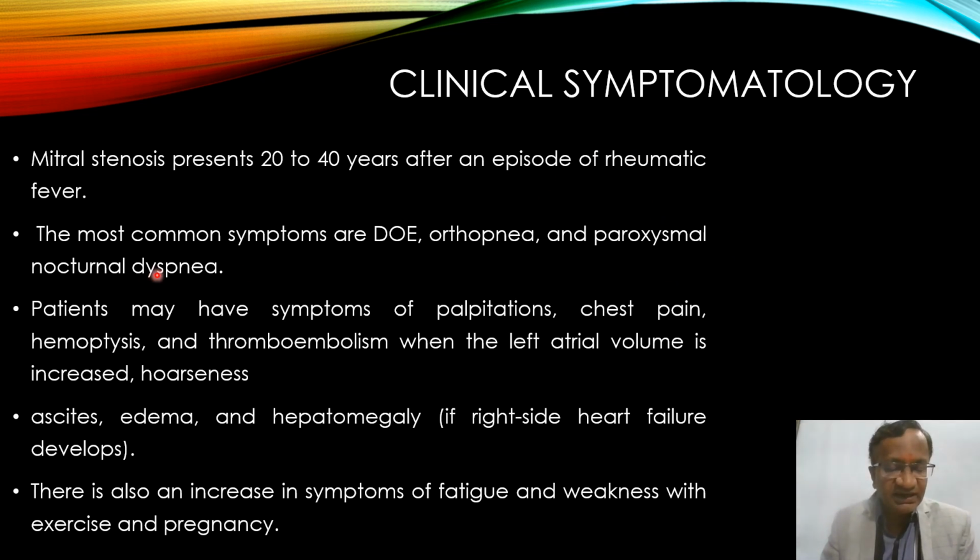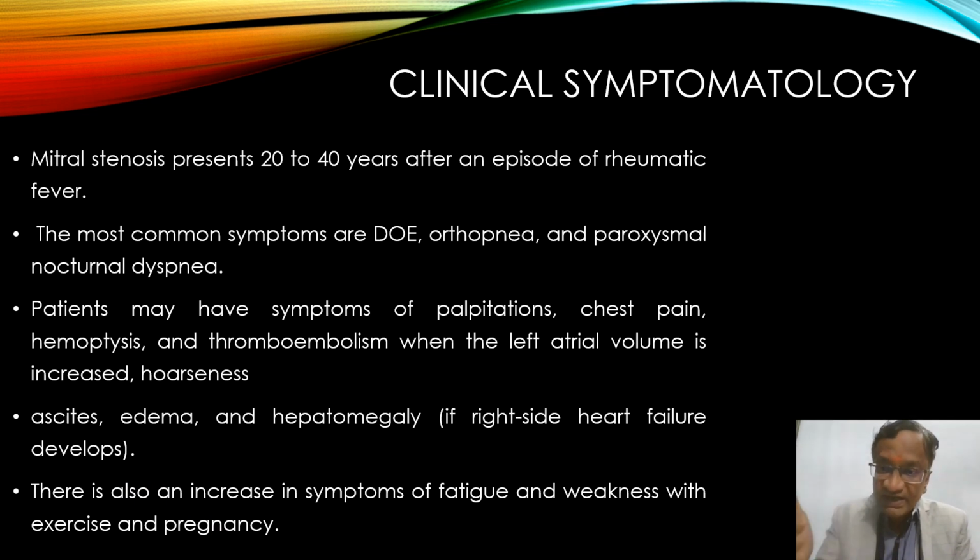Paroxysmal nocturnal dyspnea means that during sleep, after 2 to 3 hours of good sleep, he gets up with dyspnea, goes to the window, breathes for air, settles after some time and goes back. This is paroxysmal nocturnal dyspnea. Patients may have palpitation, chest pain, hemoptysis, thromboembolism, ascites, edema, hepatomegaly. There is an increase in fatigue and weakness with exercise and pregnancy.